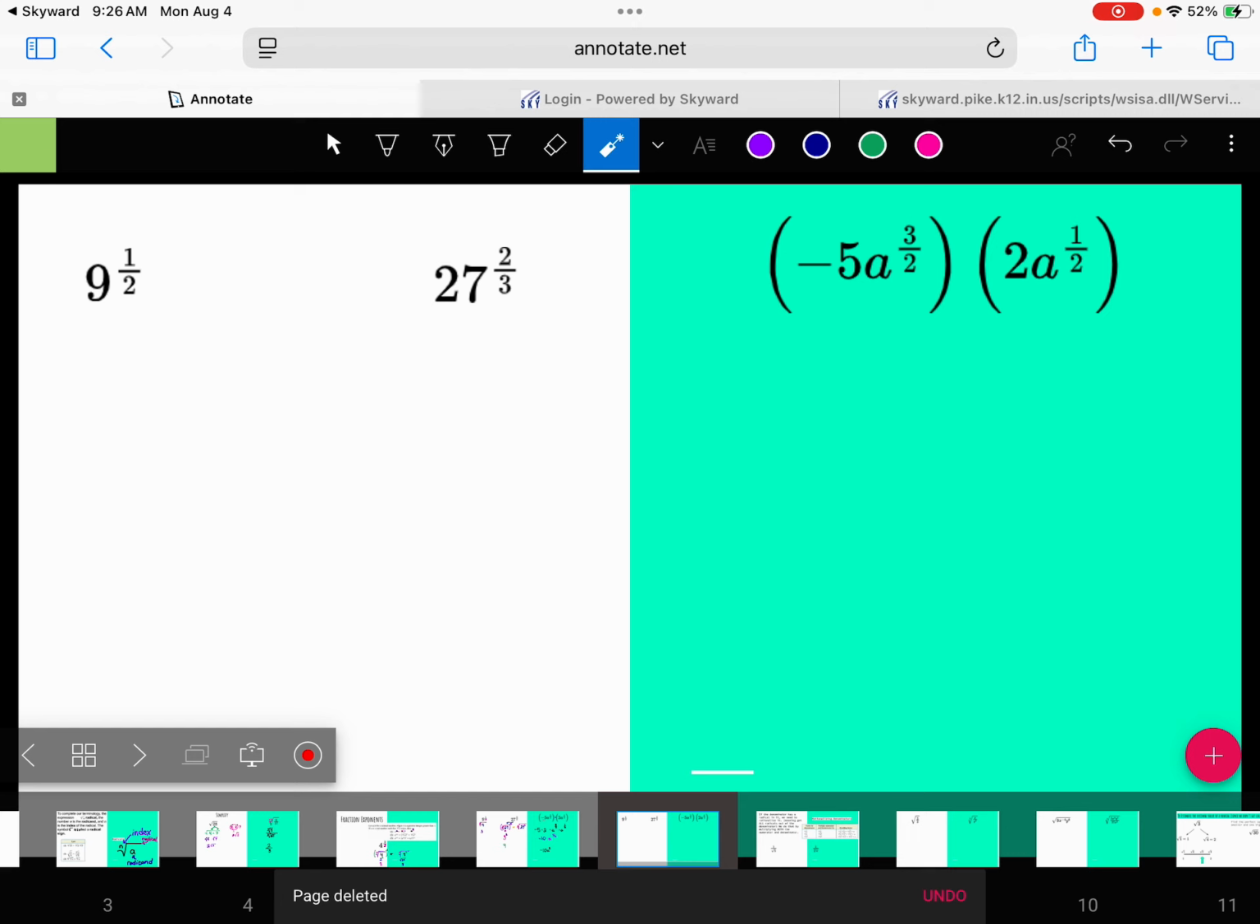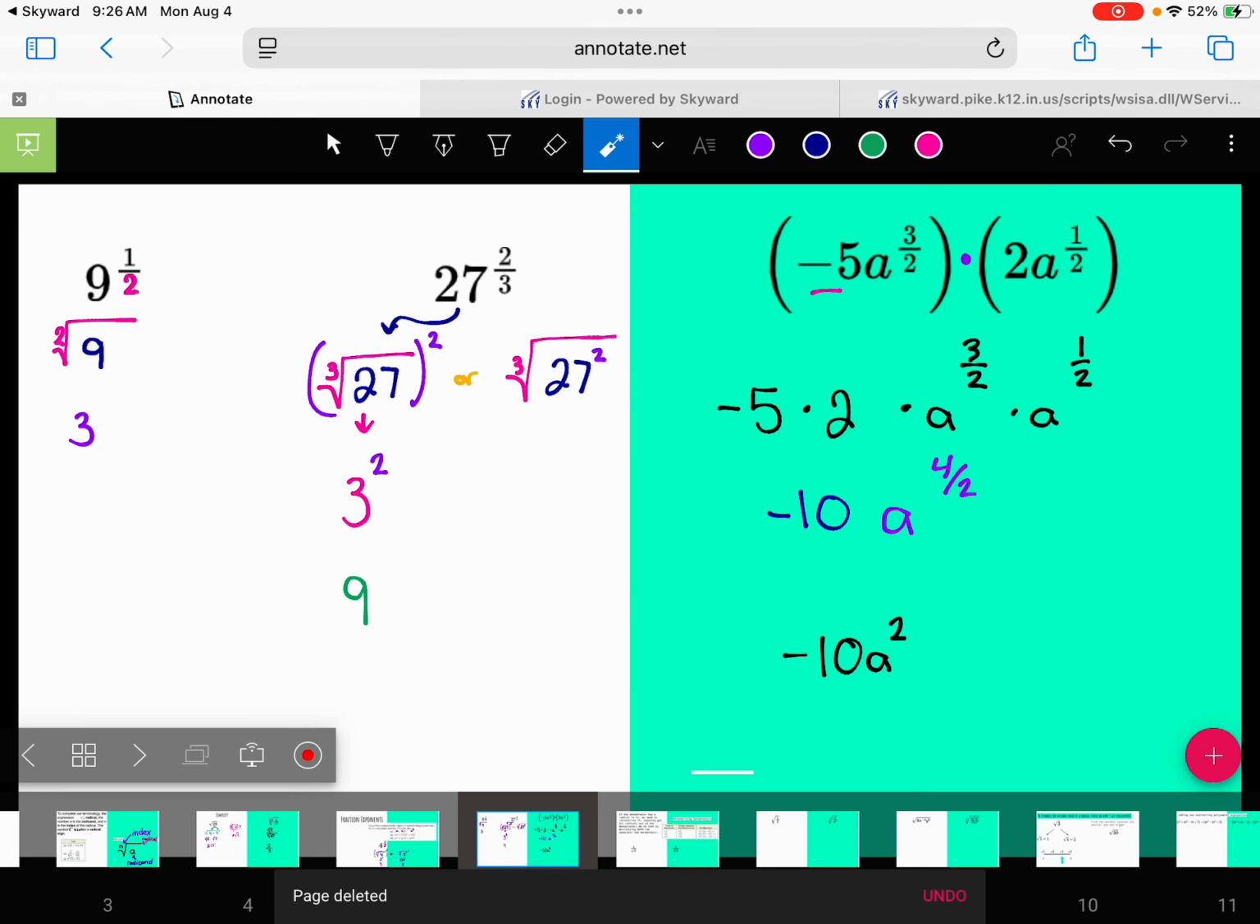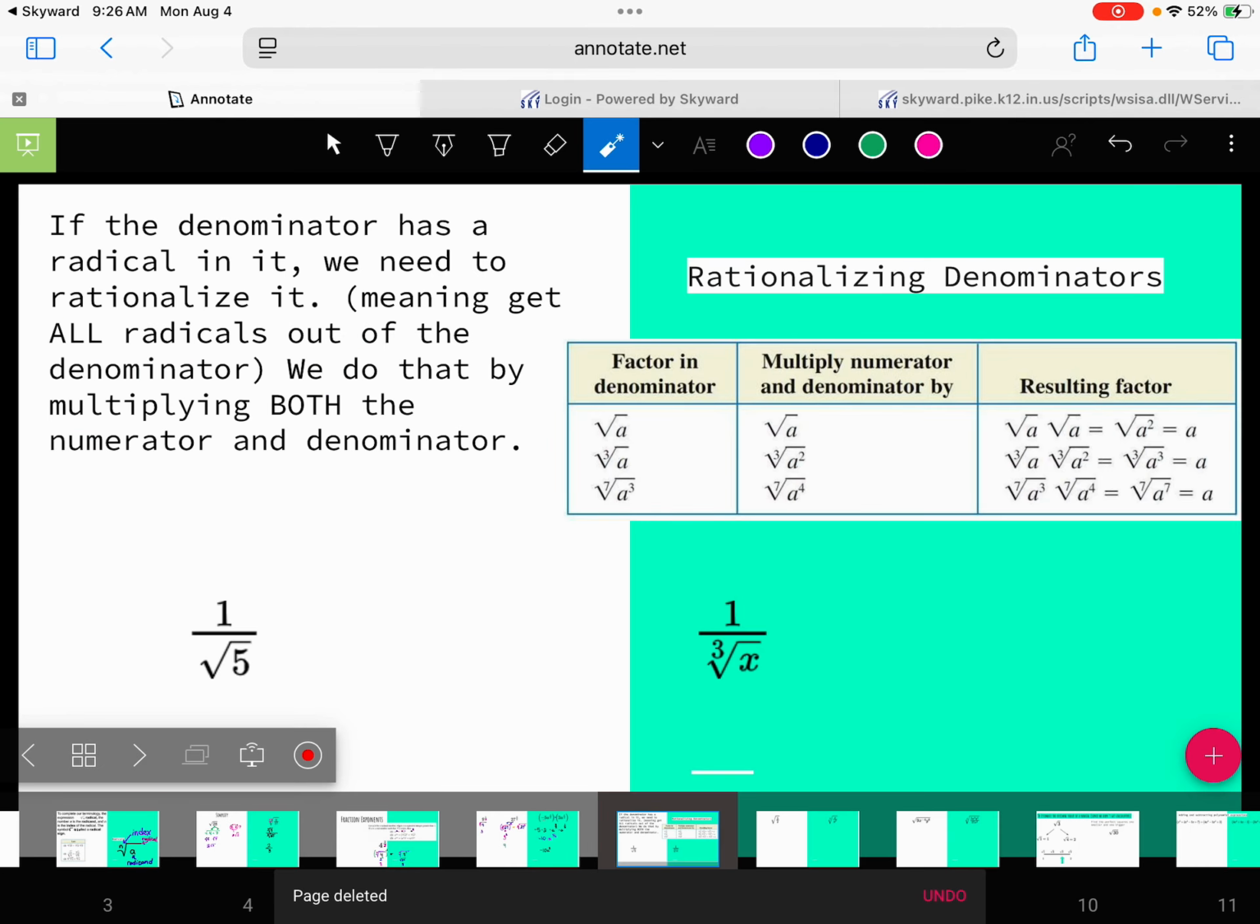Oh, I love when I accidentally duplicate pages. Can you go away? Thank you. There we go. Okay. Question on these?